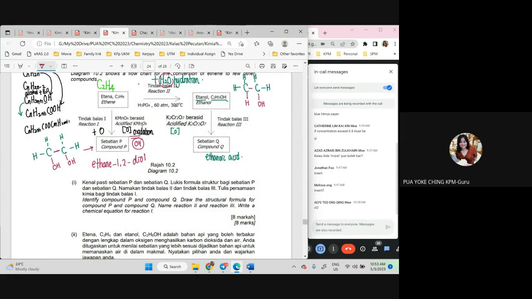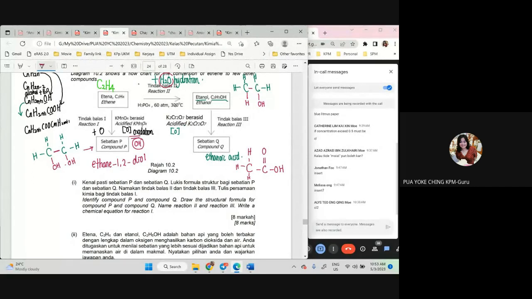Q is ethanoic acid. So draw ethane, I dah draw P. Draw Q, ethanoic acid, CH3, C double bond O, OH. So this is the ethanoic acid. Name reaction 1 and reaction 2. Name reaction 2 and name reaction 3. 2 is hydration, 3 is oxidation.